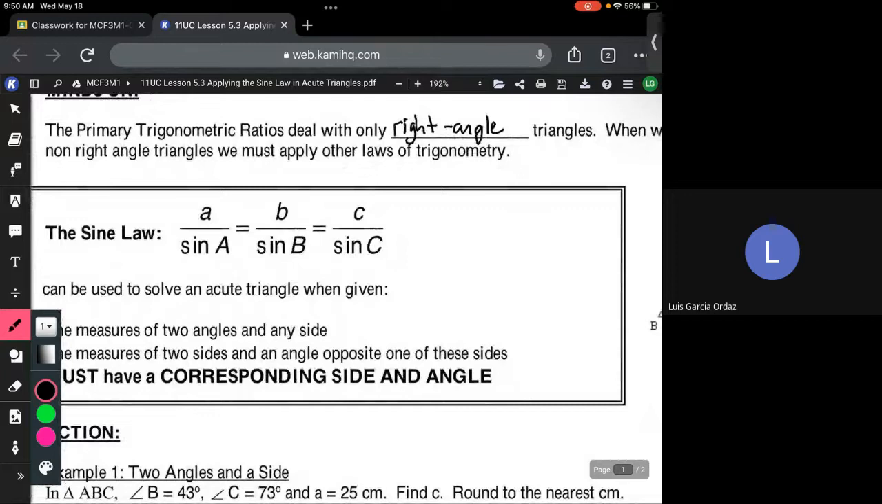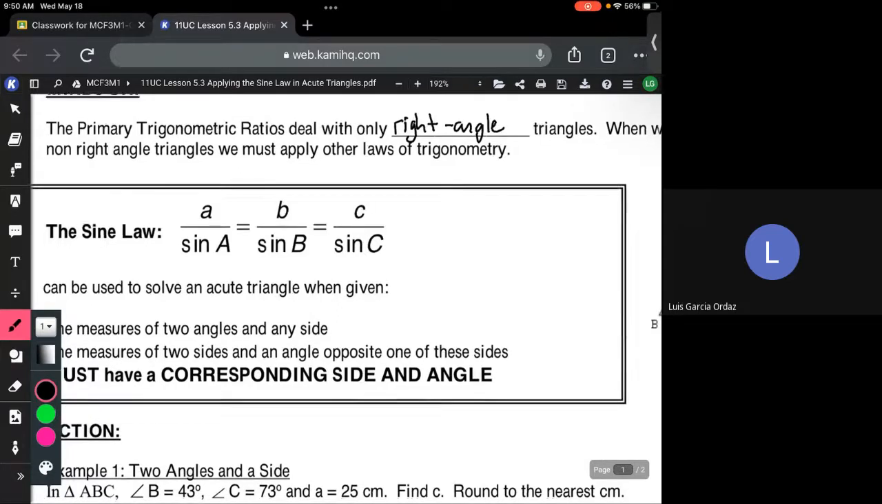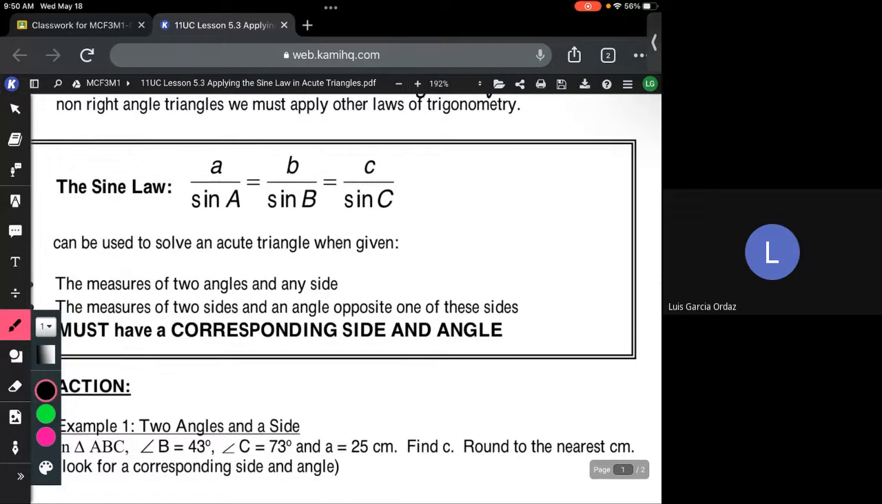So when we have non-right angle triangles, so anything like a scalene triangle, or an isosceles triangle that doesn't have 90 degrees, then we have to use other laws. So in this case, we're going to be learning about sine law. So basically, the sides and their angles have a ratio to one another. So side A over sine A is equal to the ratio between B over sine B, which is equal to the ratio between side C and the sine of that angle.